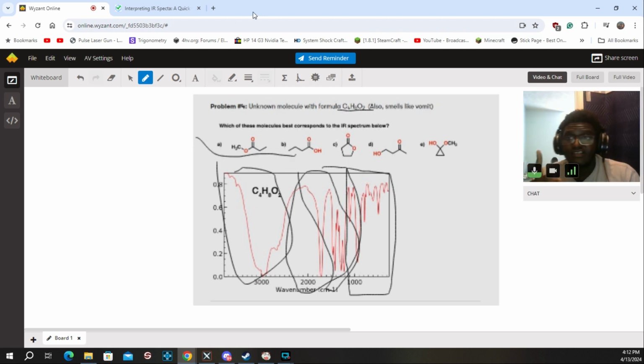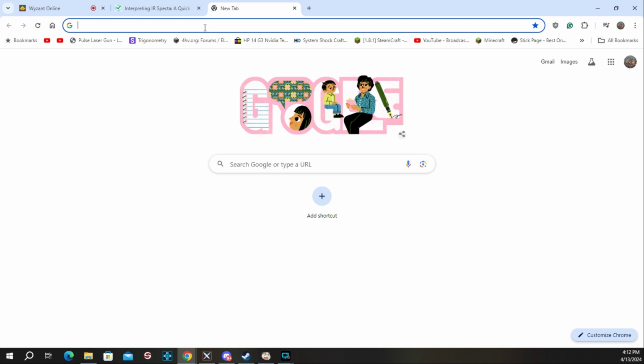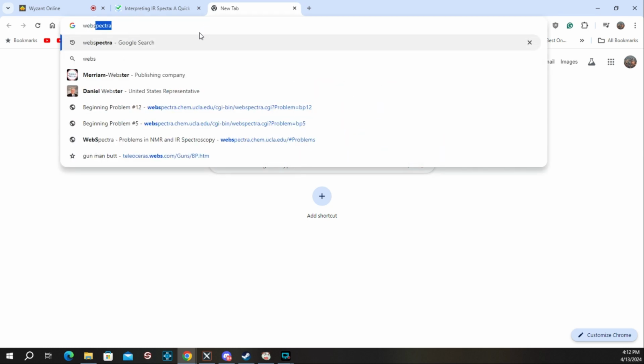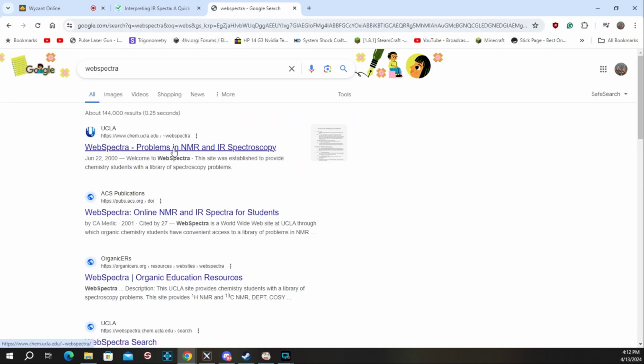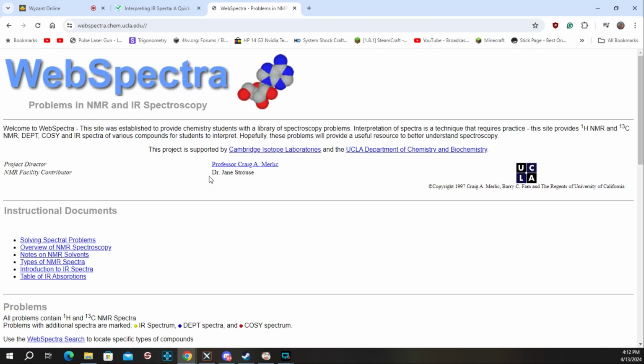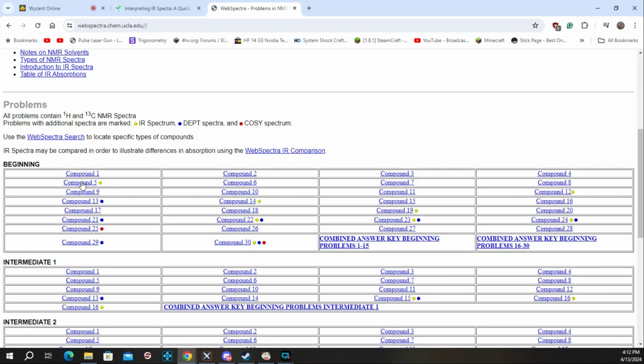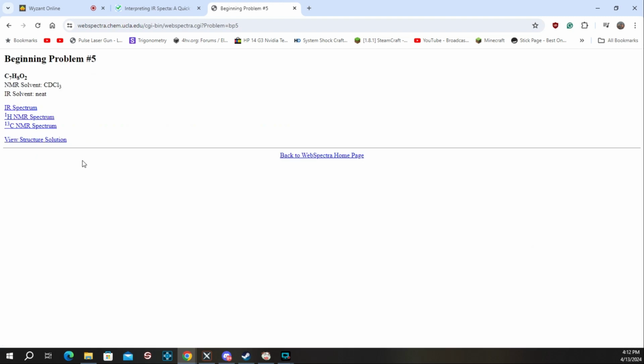Now, there is another website I have to show you. It's called Web Spectra. If you've come in person, I've probably tried to do some of these problems with you. The problem with Web Spectra is that it isn't designed for teaching you IR, because they give you the chemical name, but they don't give you a structure to compare to. They don't give you anything.